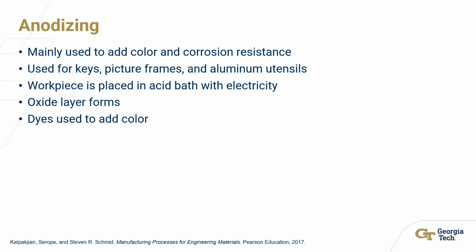Anodizing is another method of surface treatment that is typically used to add color to a material as well as provide corrosion resistance. The typical products this method is used to create are keys, picture frames, and aluminum utensils. The process involves placing the workpiece into an acid bath while passing electricity through it. This allows for an oxide layer to form on the outside of the workpiece. Additionally, to add color to the workpiece, different dyes can be used.